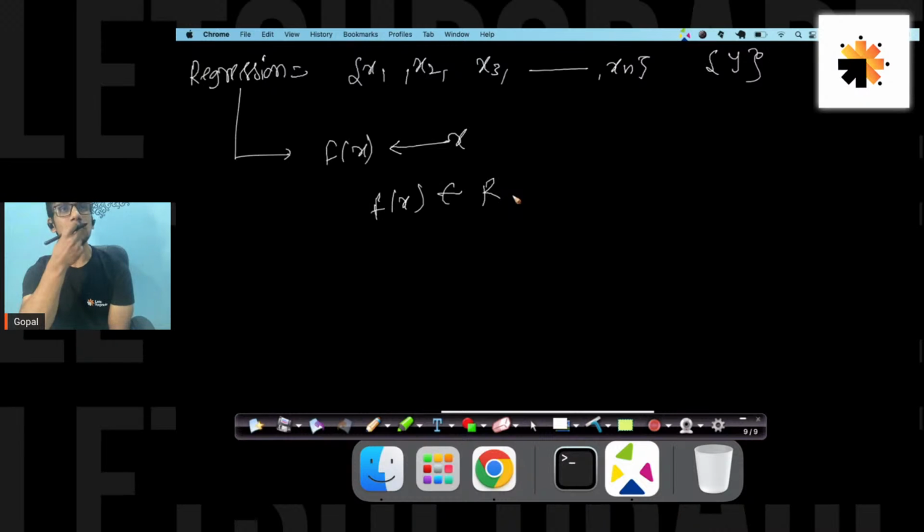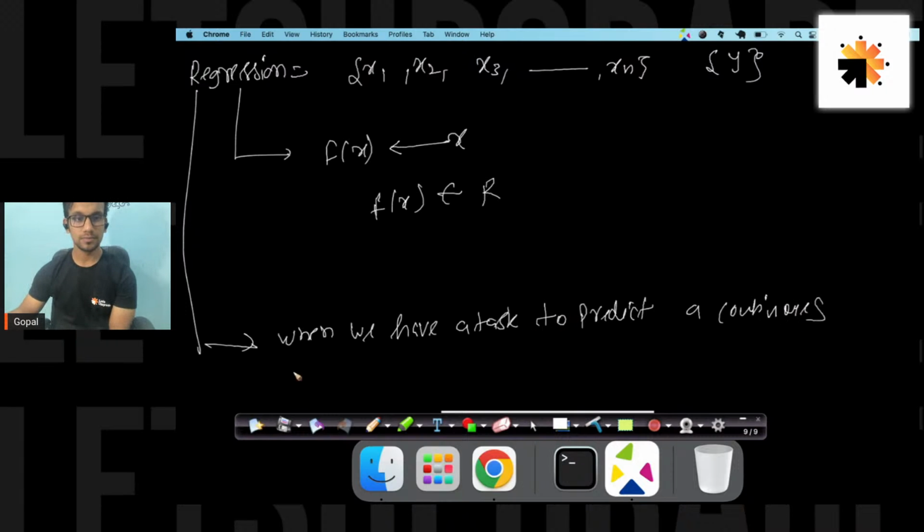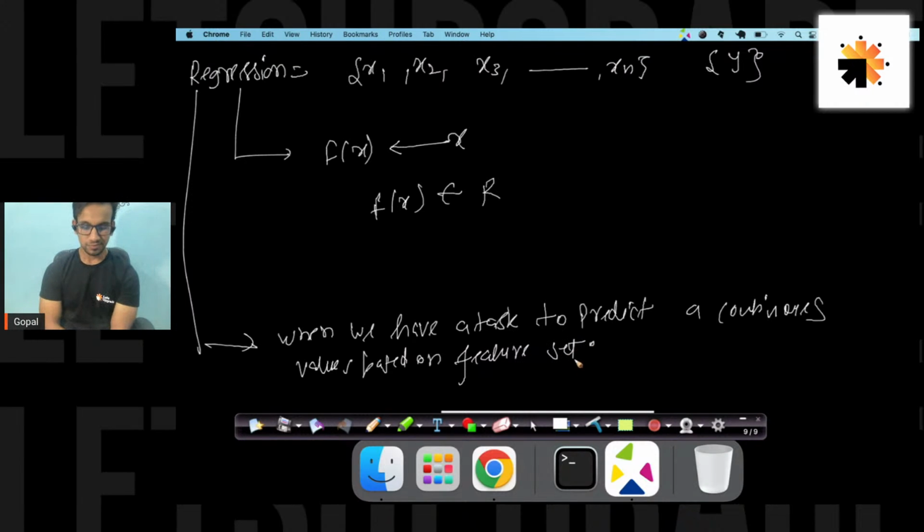In order to put a one-liner here, we can represent regression as follows: when we have a task to predict a continuous value based on a feature set. Is it clear to everyone what exactly regression is here?